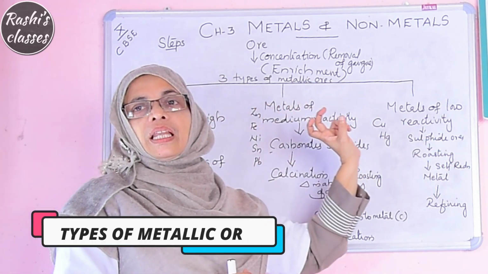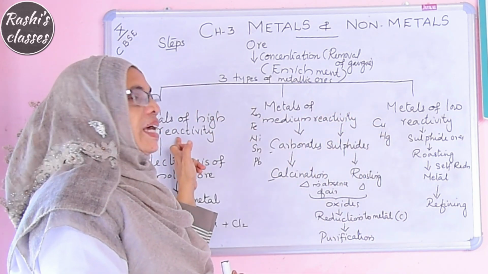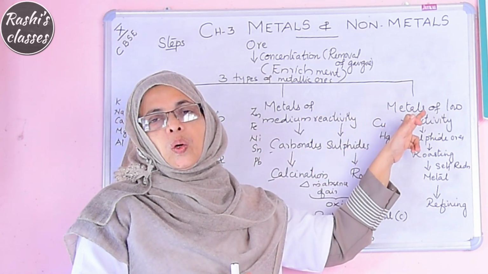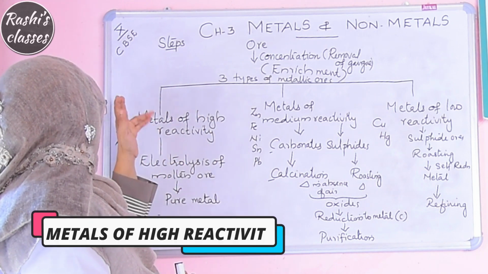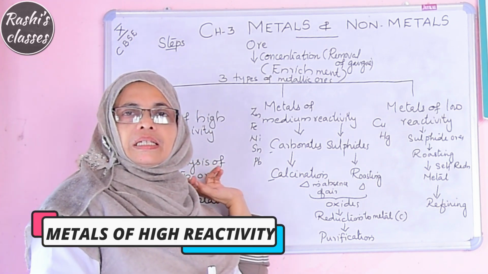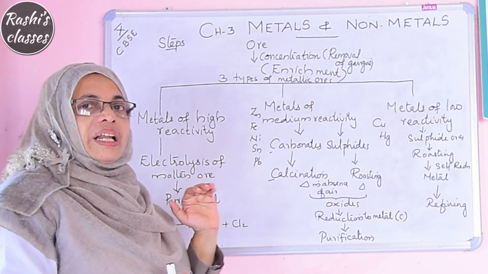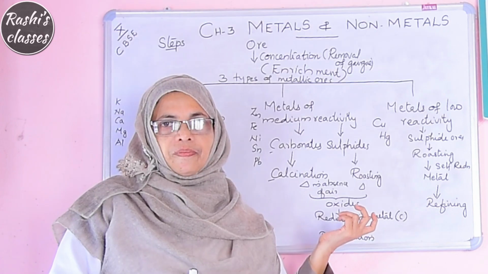Three types of metallic ores are there. The first, metals of high reactivity, then metals of medium reactivity, metals of low reactivity. We have already studied. Metals of high reactivity like potassium, sodium, calcium, magnesium, aluminium. These are reduced by electrolysis of molten ores.